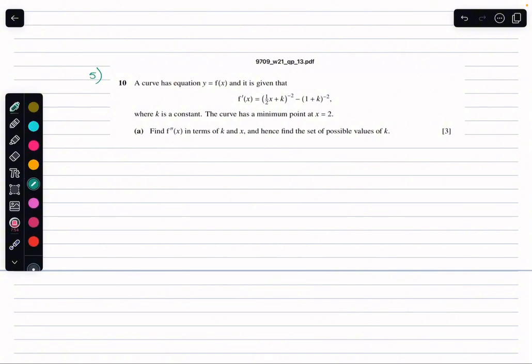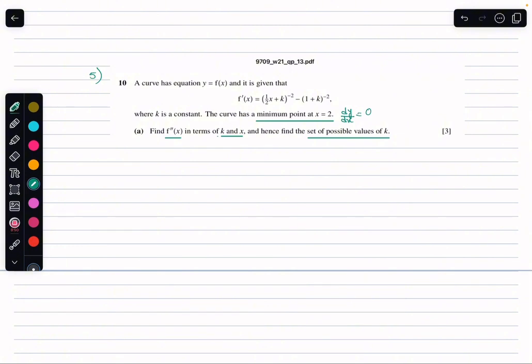Now this is the key word that we should be underlining. It has the minimum point at x equal to 2. So whenever we have a minimum point, we should know that at this point our gradient shall be equal to 0. This is the information that we have from this statement. They are saying find f''(x), meaning the second derivative, in terms of k and x, and hence find the set of possible values of k. So let's start working on this question.